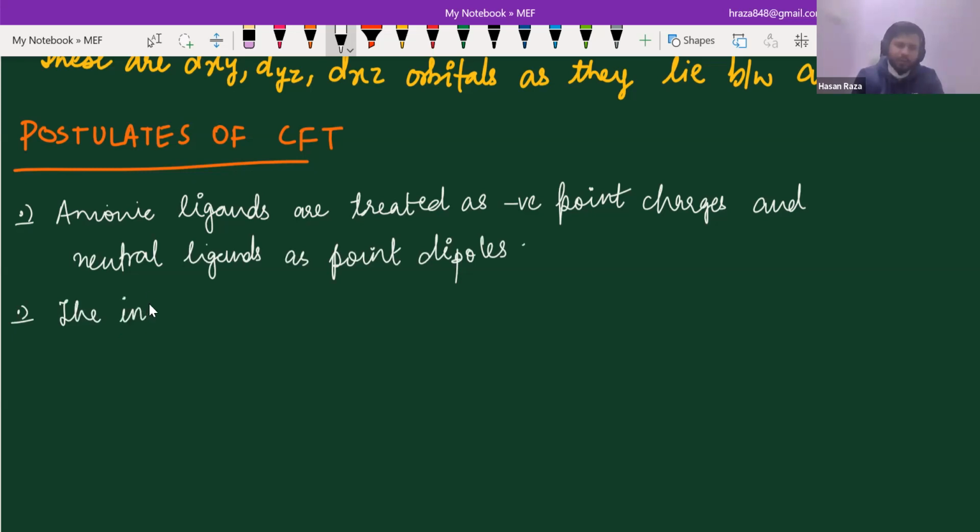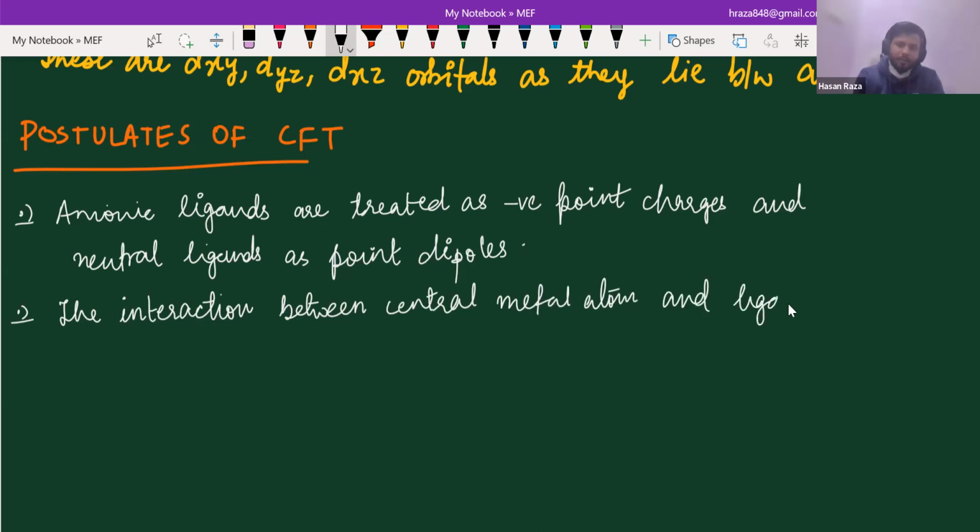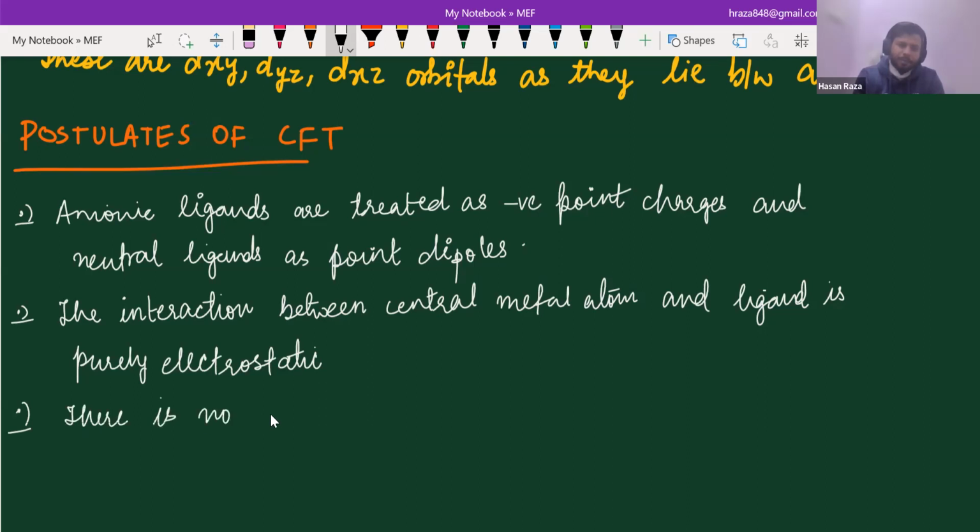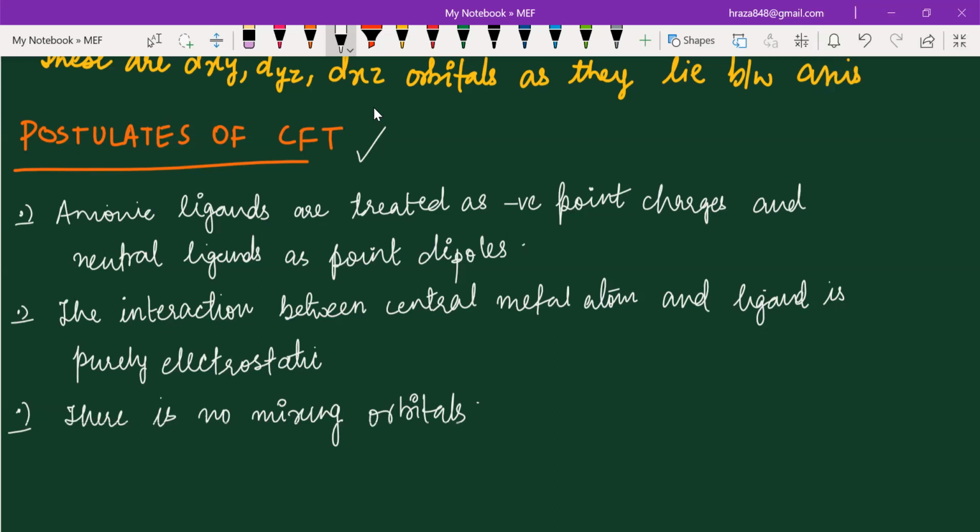Next, according to this CFT, the interaction between central metal atom and ligand is purely electrostatic, and there is no mixing of orbitals. It is purely electrostatic according to CFT, but according to VBT, it is basically coordinate bond. But still, it is not clear how we should treat it, but we study it still as research is going on. Okay. So please do write it and then let me know.